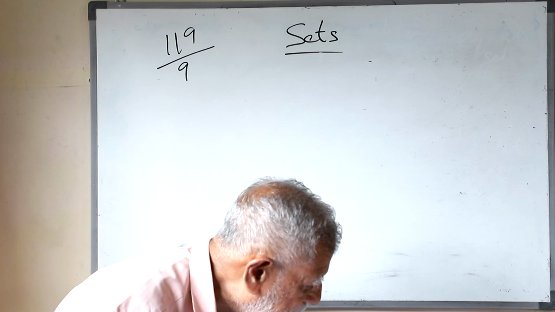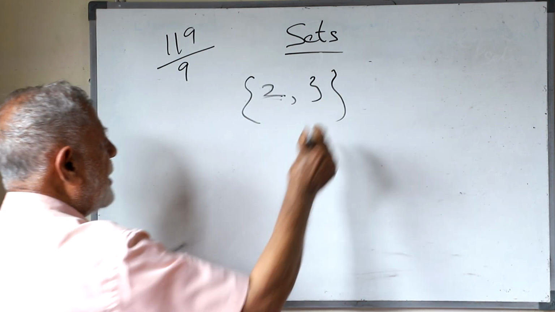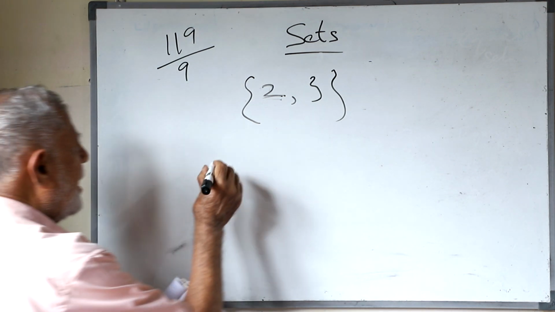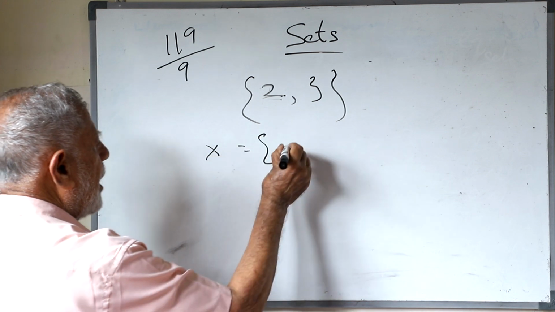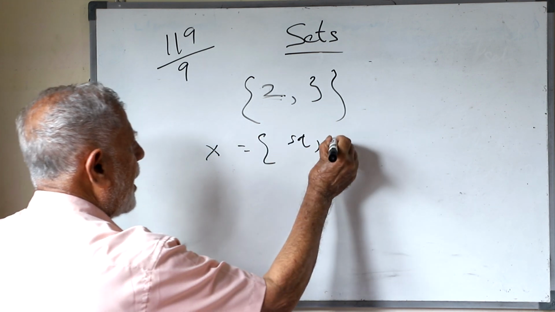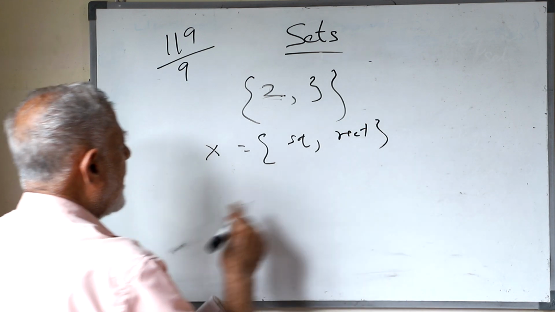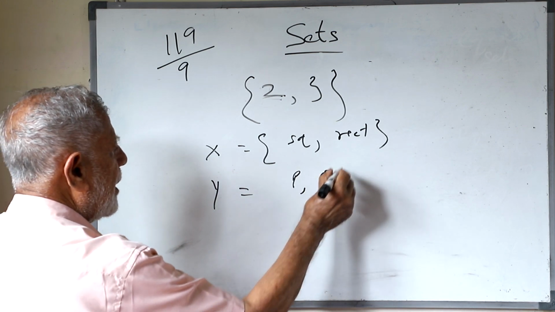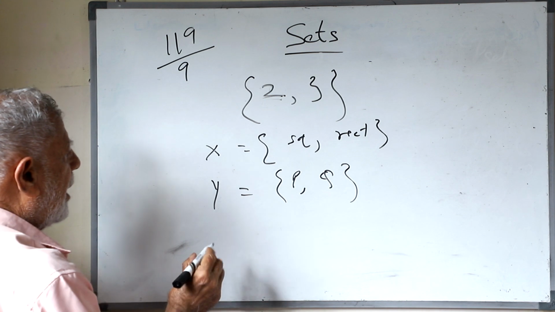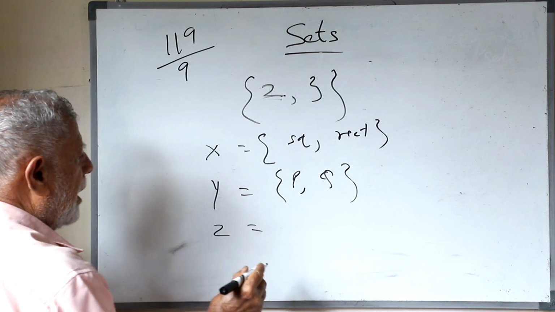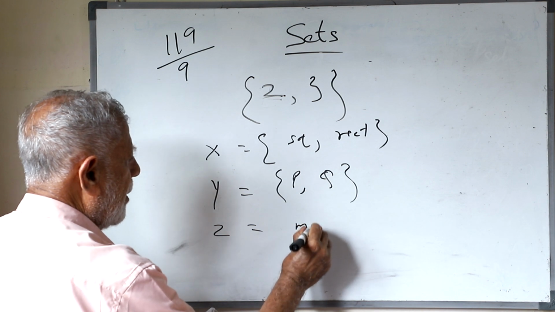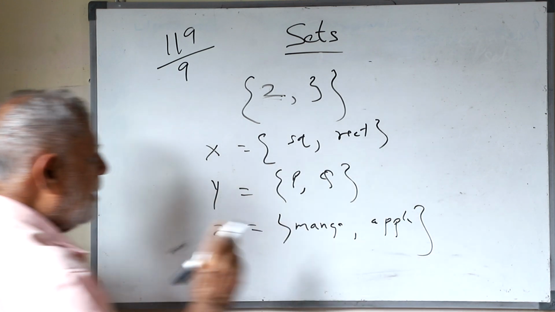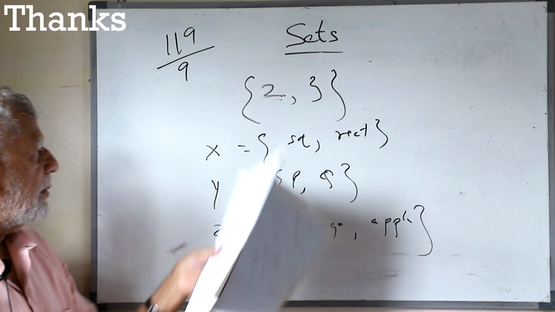Then look at the fifth one. Write 3 sets which are equivalent to sets 2 and 3. Equivalent means they must have the same number of elements. For example, we can say X is equal to squares, rectangles. Y is equal to p, q. Either we can say mango and apple. They must have only two elements here. So all these sets are equivalent.